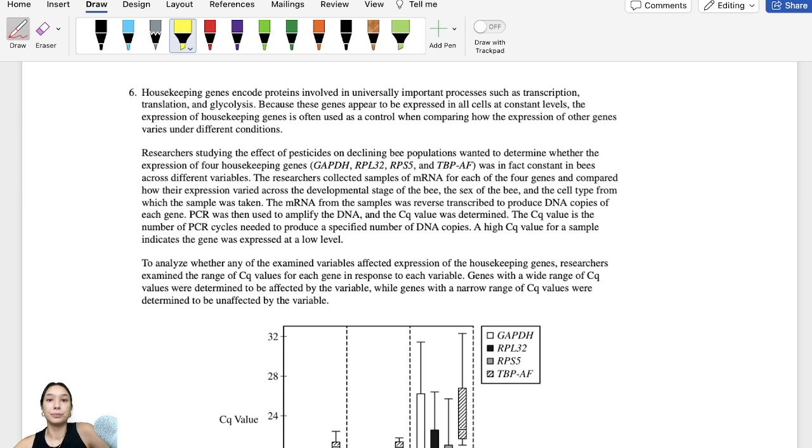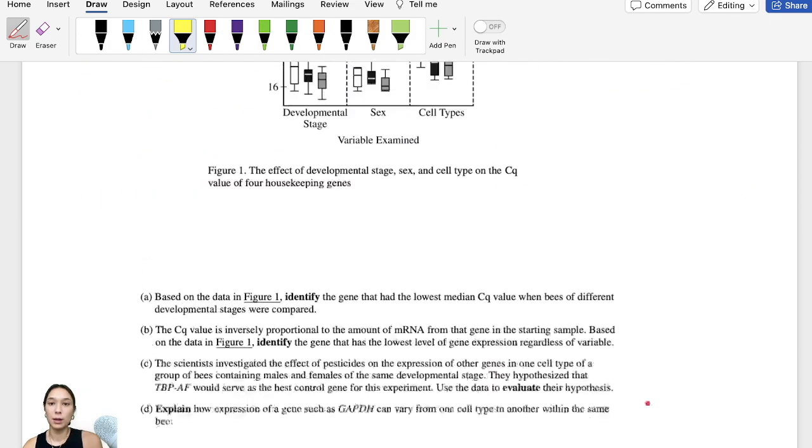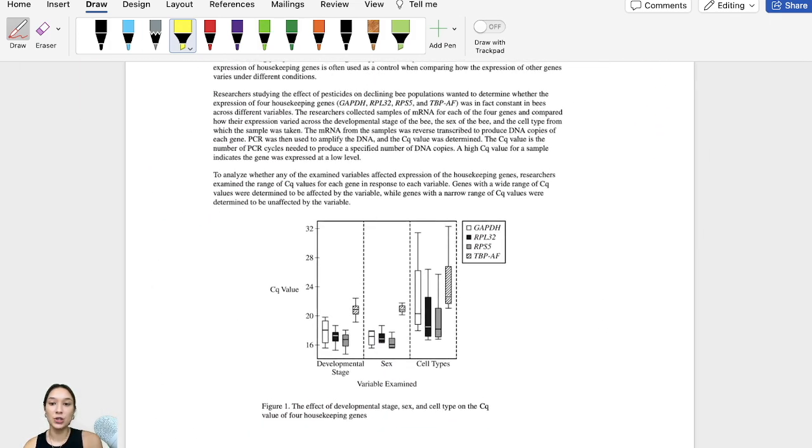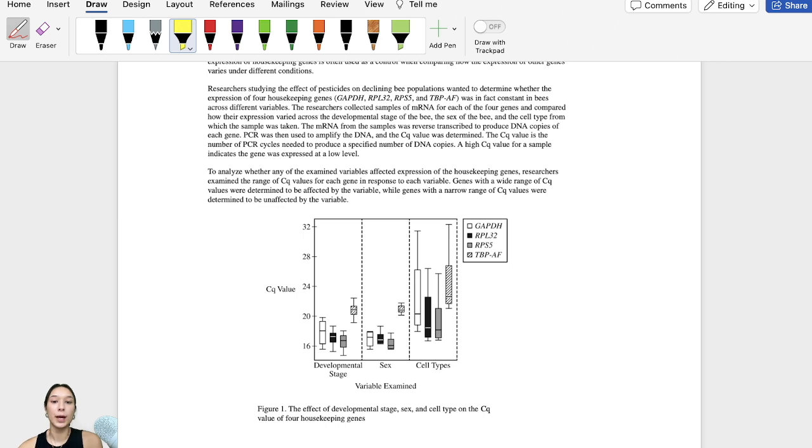Okay, so what this question is saying is they're analyzing the expression of 4 genes, and these are the genes right here. Okay, they are trying to see if they differ between developmental stage, sex, and cell types. So they looked at the expression of all 4 genes per developmental stage, per sex, and per cell type. And they wanted to see how much it differs.